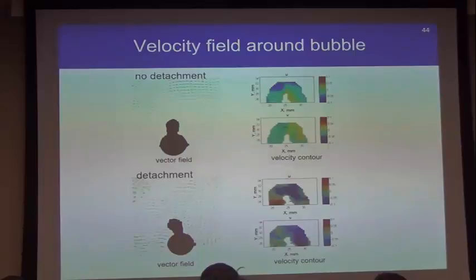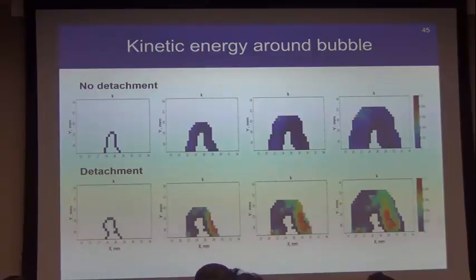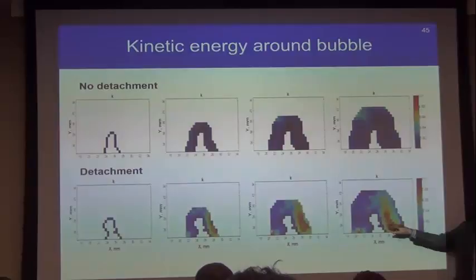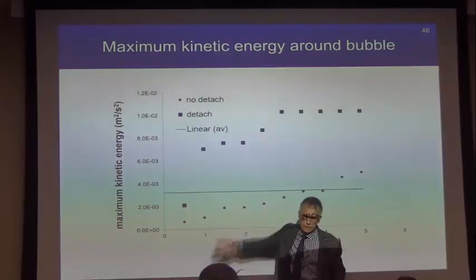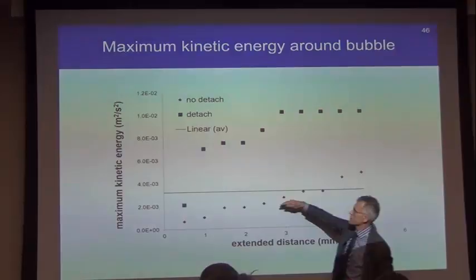And we can get the kinetic energy. And this is where you get detachment. You can see these instantaneous, high regions of energy dissipation. So what we end up getting is that while we have a very low overall energy dissipation rate in the system, there are local instantaneous levels that are much higher.